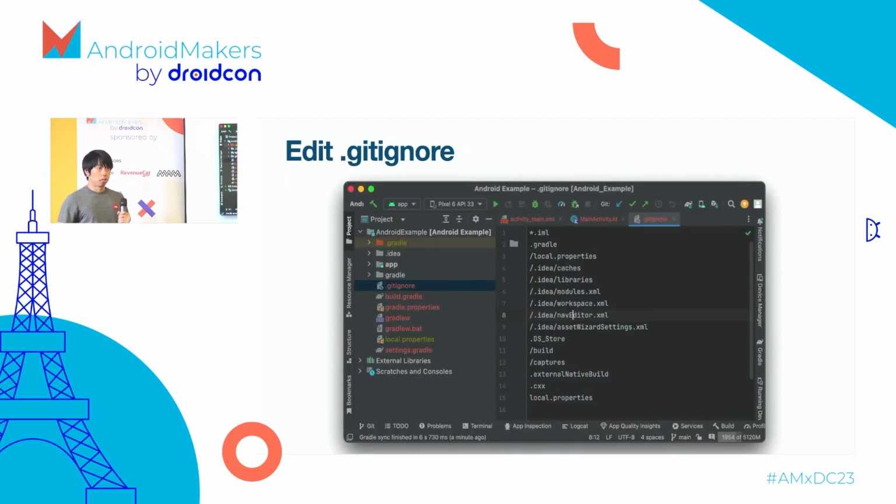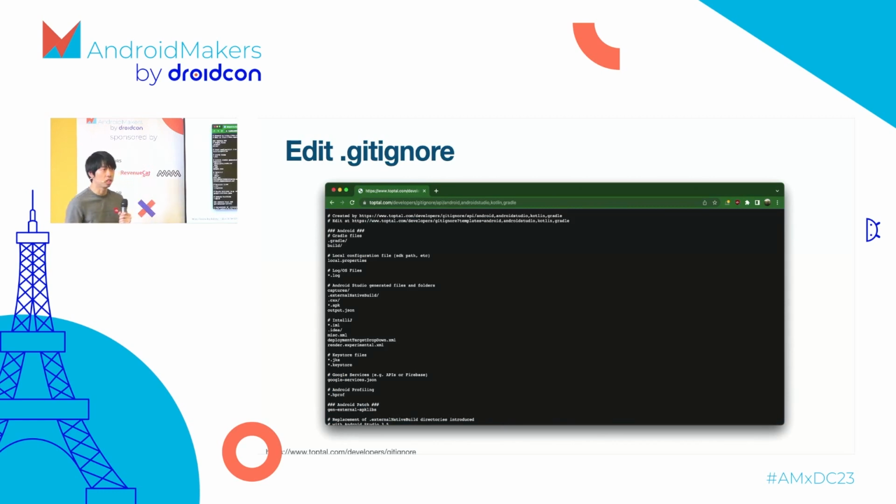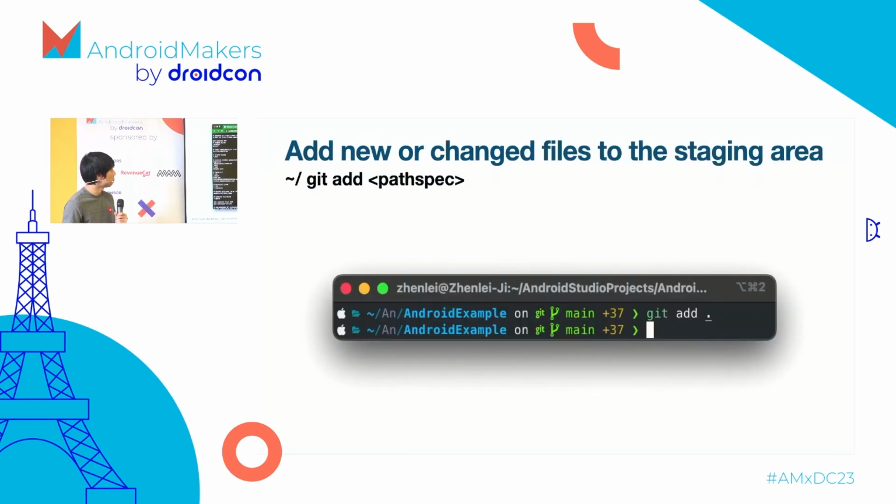There is also this file, .gitignore, that ignores files in the version control. This is created automatically when you create a new project in Android Studio. But if you want a more complete .gitignore, maybe you can go to this website, toptal gitignore.io. You can write all the languages and all the IDEs that you are using, and just click create, and it will generate the .gitignore for you. Just copy and paste it and add it to the project.